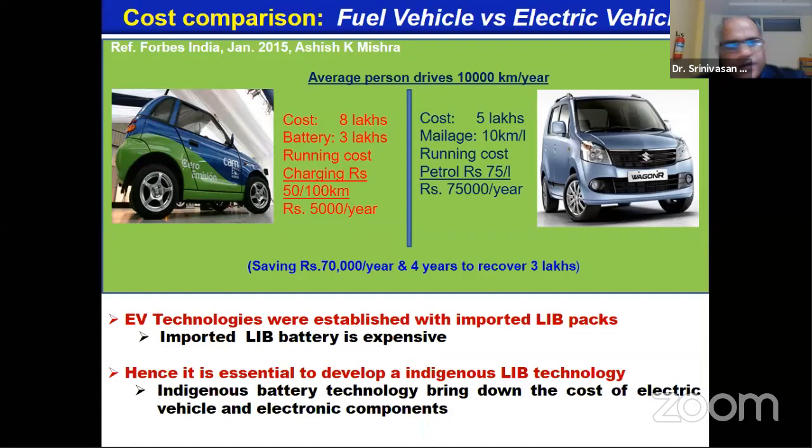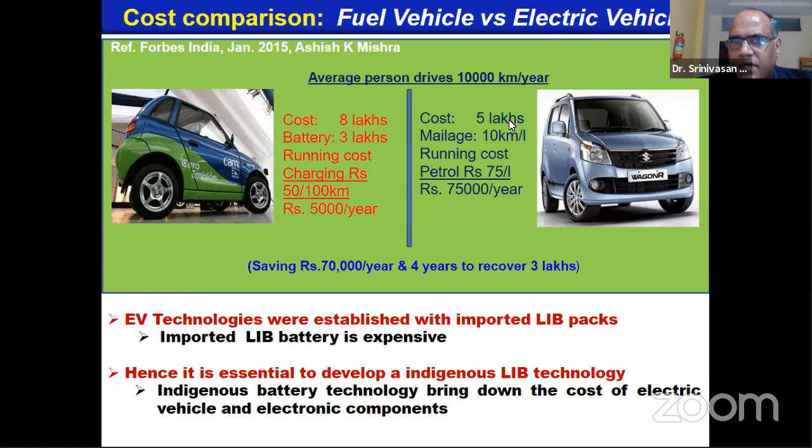So, these slides give you a clear picture when you compare a fuel-based vehicle with the electric vehicle. Here Phobos India has given very interesting statistics, considering the average person drives 10,000 kilometers per year. When you buy the electric vehicle, the cost is about 8 lakhs. In that, the battery cost is about 3 lakhs, which is nearly half the cost of the vehicle. When you are charging, you spend nearly 50 rupees per charge, and you can drive about 100 kilometers per charge. Considering 10,000 kilometers per year, you spend only 5,000 rupees per year.